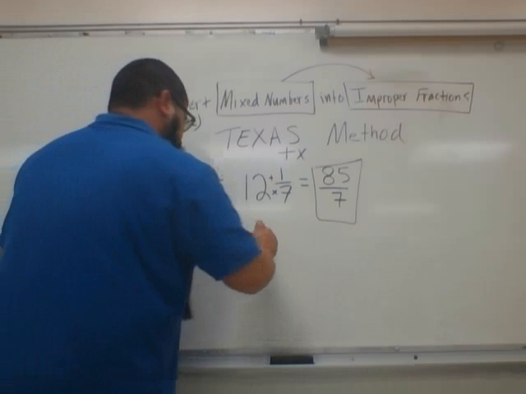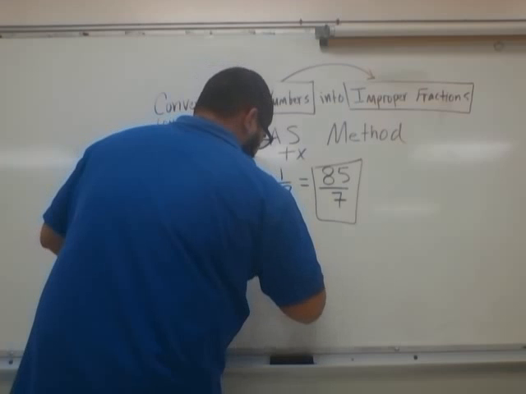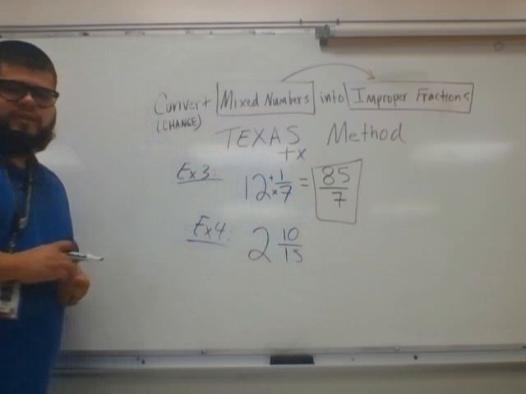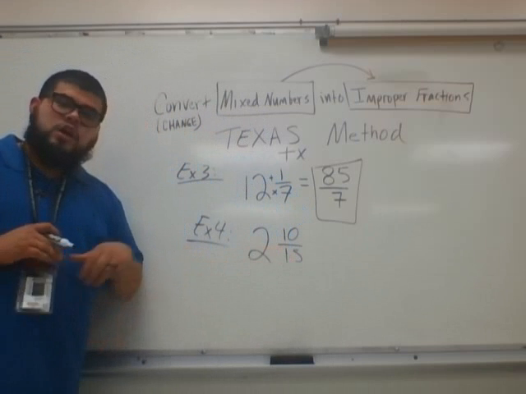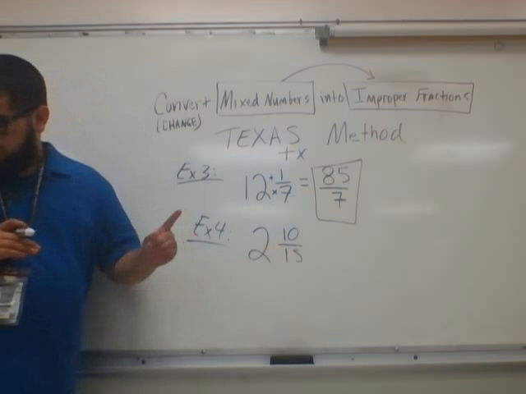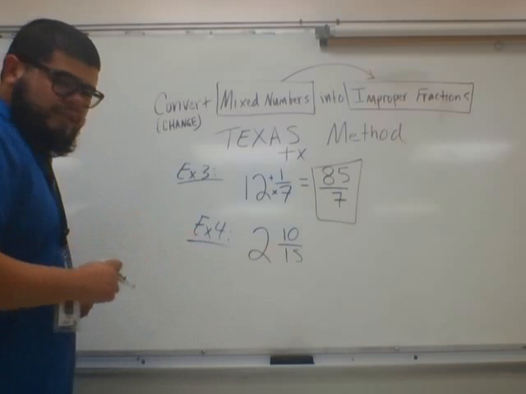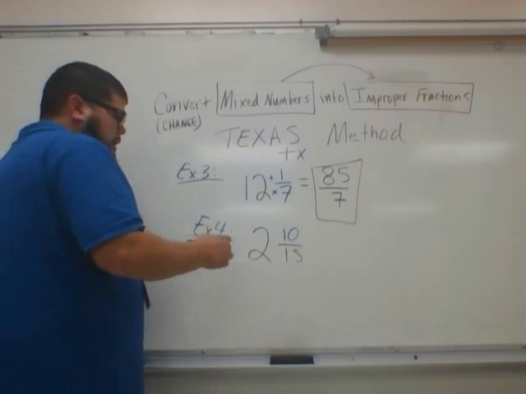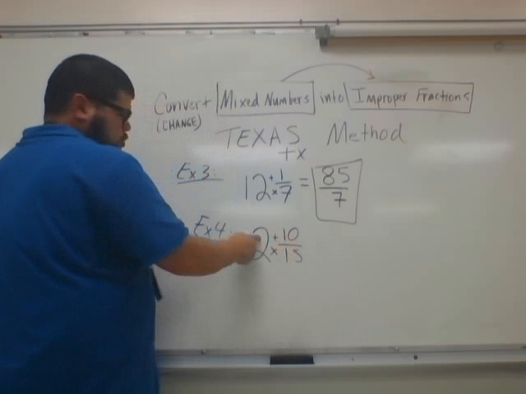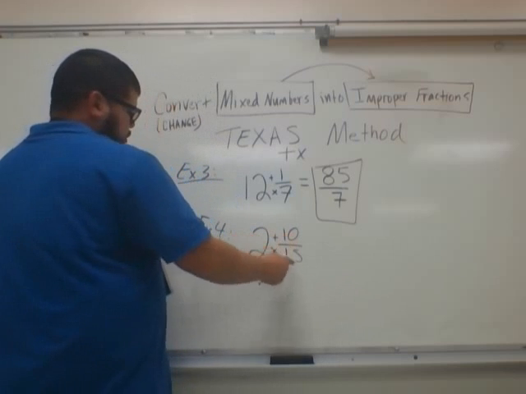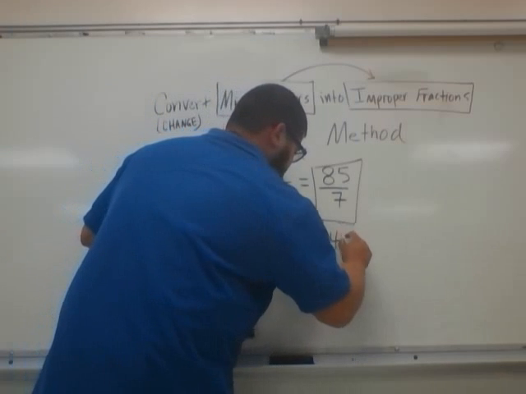Let's do 2 and 10 over 15. What you should notice at first is that this fraction is not reduced. You can reduce it up front, or you can reduce it after. We're actually going to do both. This is actually 2 examples in one. So let's first reduce it after. TX, 2 times 15, that's 30. 30 plus 10, you end up with 40.